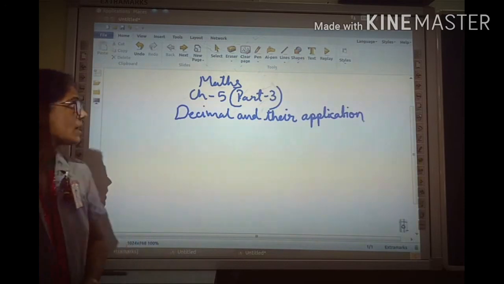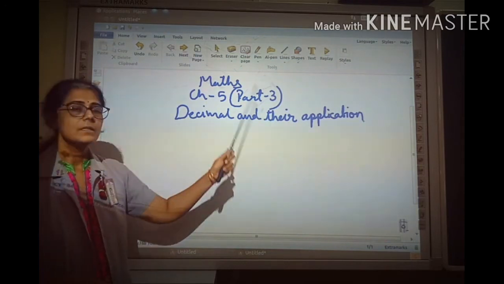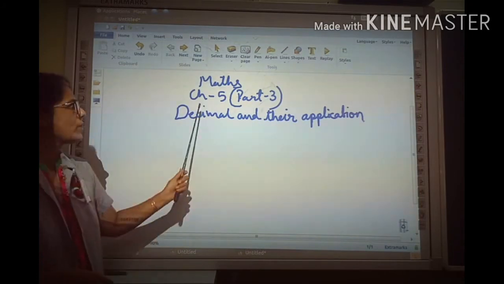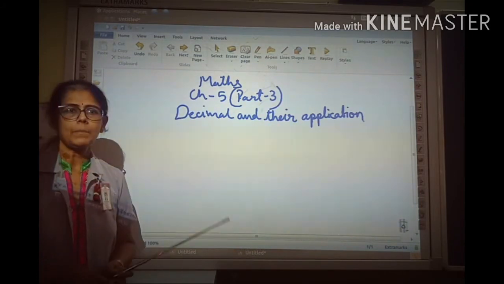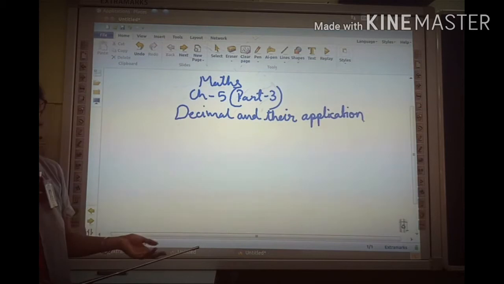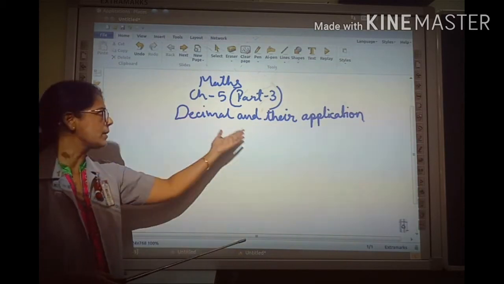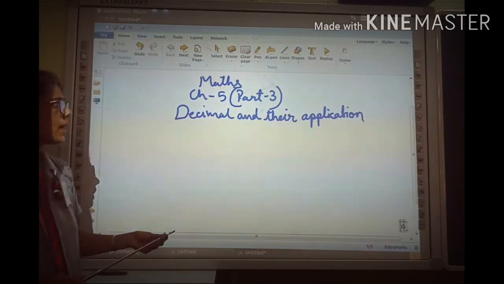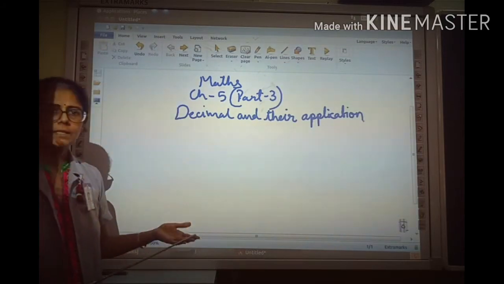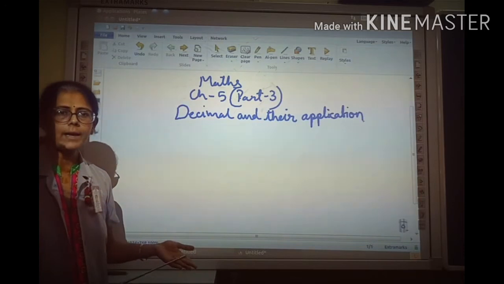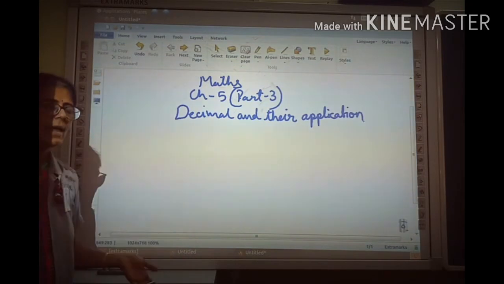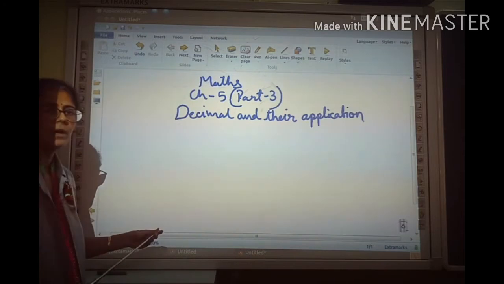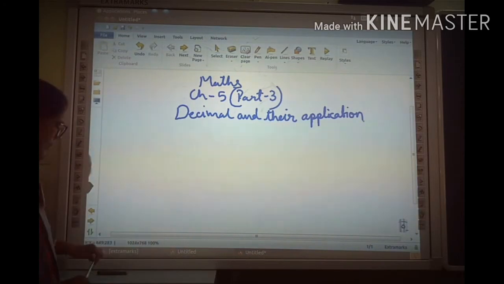So today we will start with our subject, maths. We are in the third part of the chapter. Earlier I have already explained two parts of the same chapter, that is decimals and their applications, right? So till now we have learned what is decimal, unlike decimal, like decimal, addition of the decimal, multiplication of the decimal. Now we have to go through the division of the decimal.